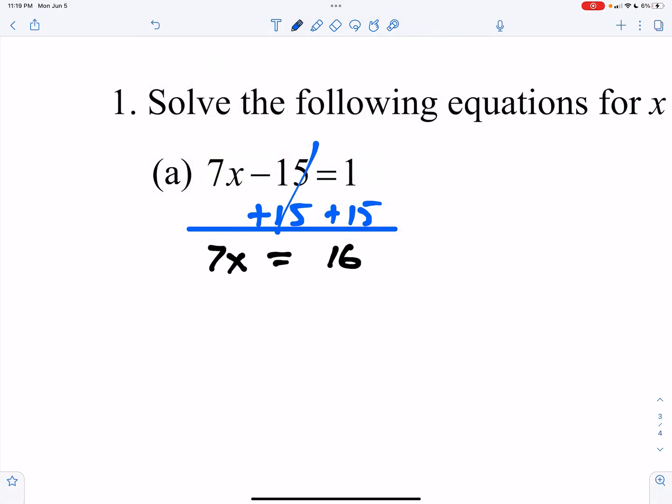Now, in order to get rid of the 7, I see 7 times x, we've got to go opposite. So the opposite of 7 times x is divided by 7. And we get x equals 16 over 7. Now, 16 does not go into 7 evenly, so you get 16 over 7 or 2 2/7 if you turned it into a mixed number. It's fine to leave it like this. Sometimes our answers are not going to be what are called rational numbers, meaning they're not whole numbers, they're not nice, neat numbers. Sometimes they're fractions, and we have to be okay with that.